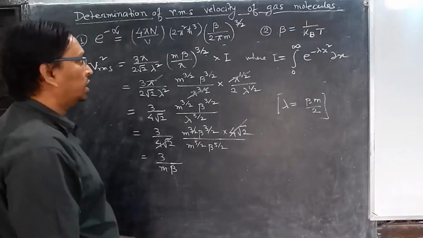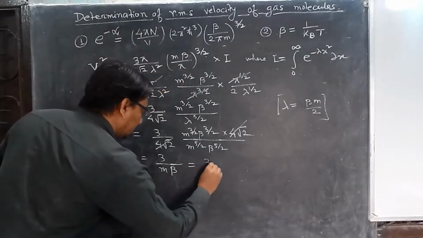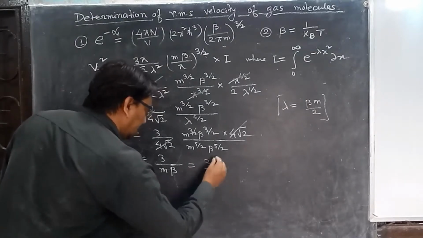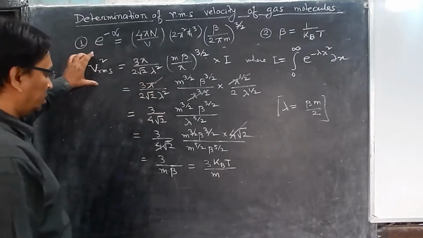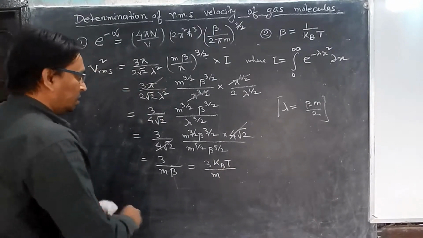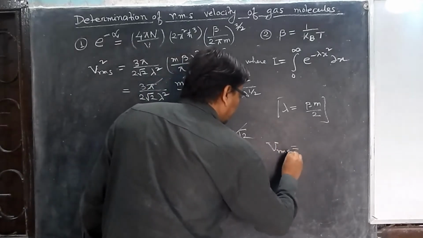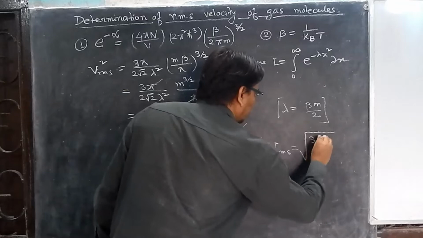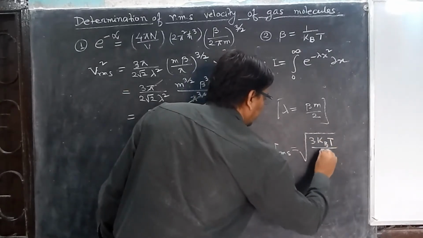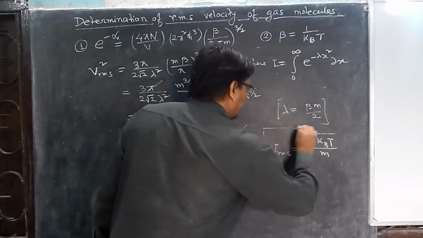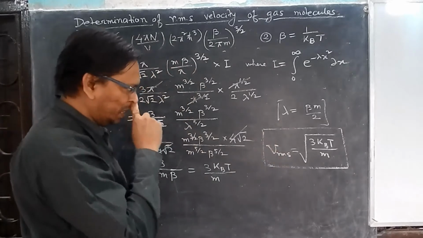Now as we know that beta is equal to 1 by kBT, so if I put the value of beta, this will be 3 by m and beta is kBT. So this is the value of VRMS square. So this gives VRMS equal to root under 3 kBT by m. So this is the RMS velocity of gas molecules for a single molecule. This is the RMS velocity of a single molecule.